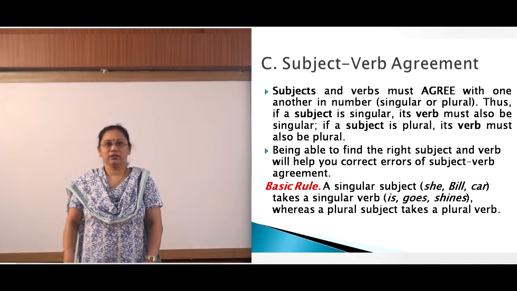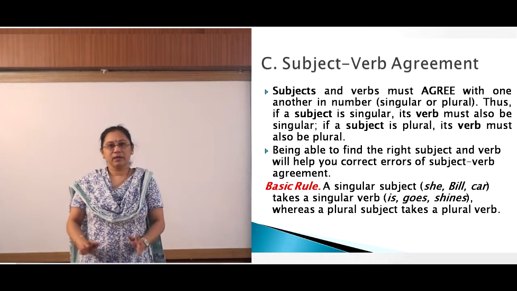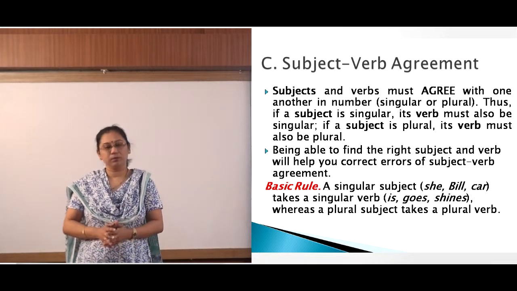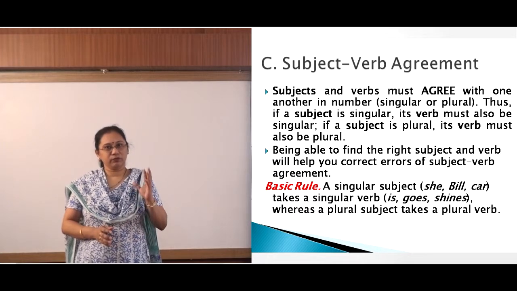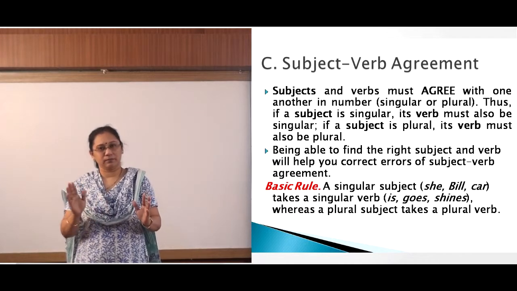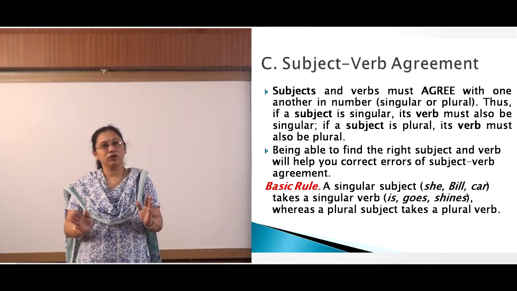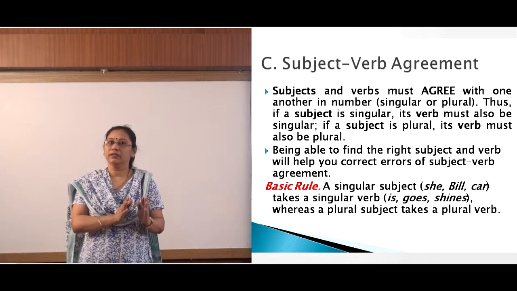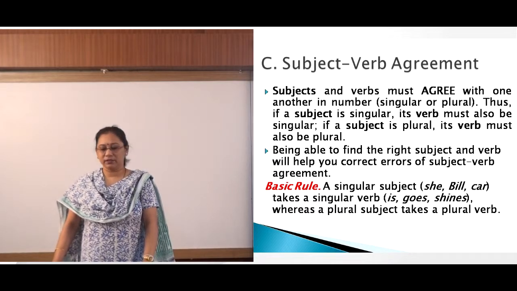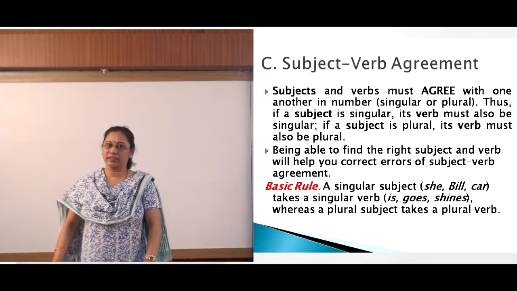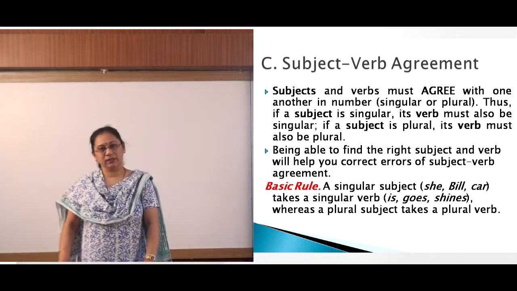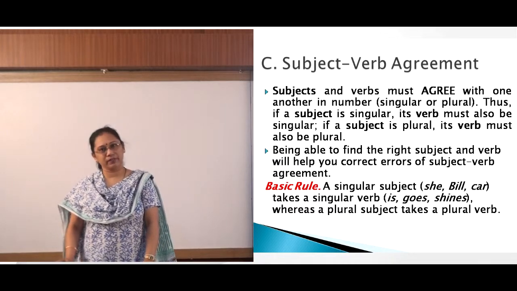When we talk about subject verb agreement, subjects and verbs must agree with each other in terms of number, whether it's singular or plural. If the subject is in the singular form, the verb must also agree with it. When we talk about subject verb agreement, it is understood that subjects and verbs must agree with each other. If the subject is in the singular form, then your verb should also be used accordingly. If it is in the plural form, the verb should also vary accordingly.